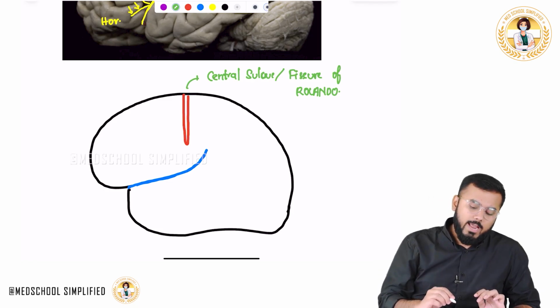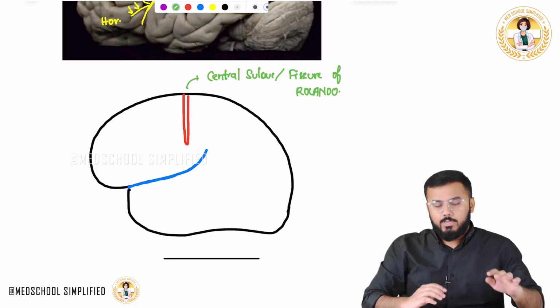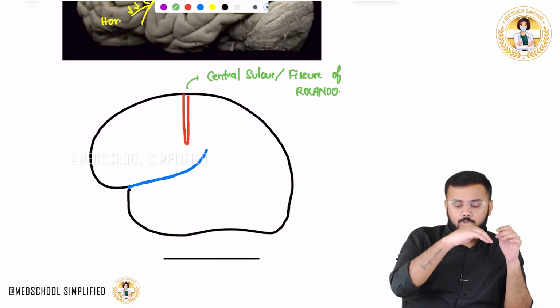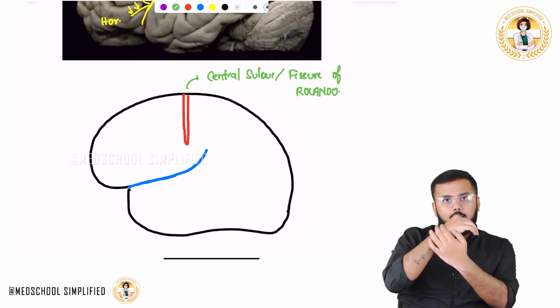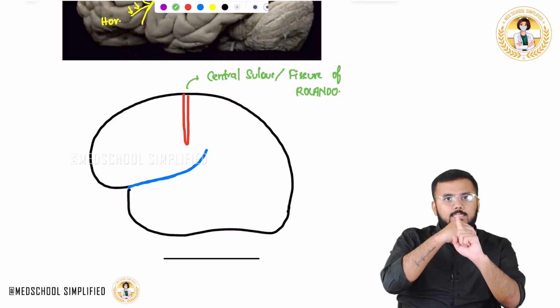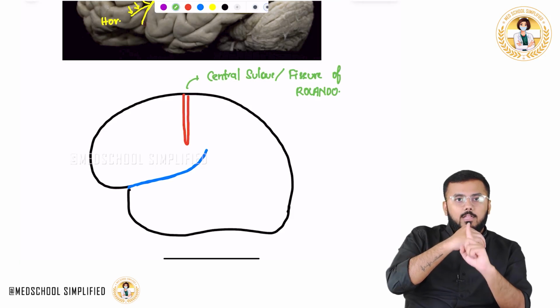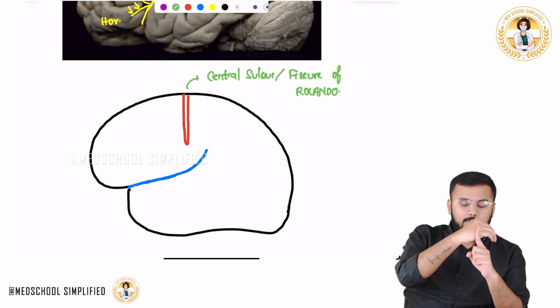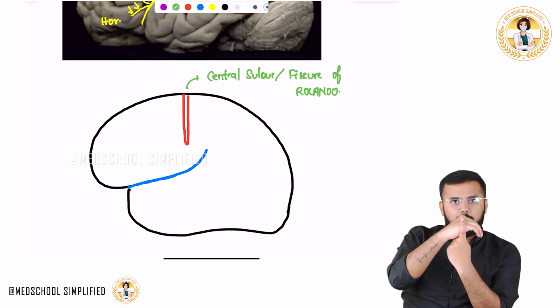Now, where is this going? For example, let me draw one more picture over here. This is your lateral surface, right? This is the front part, this is the back. Exactly in the center, look at my finger, which is present vertically in the center. This finger is representing your central sulcus. Clear, all of you?